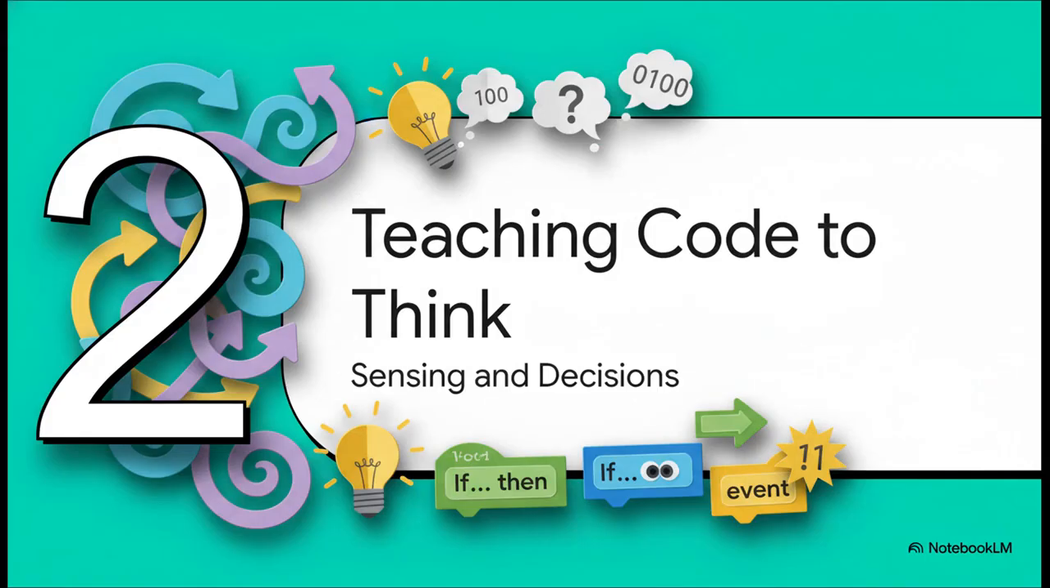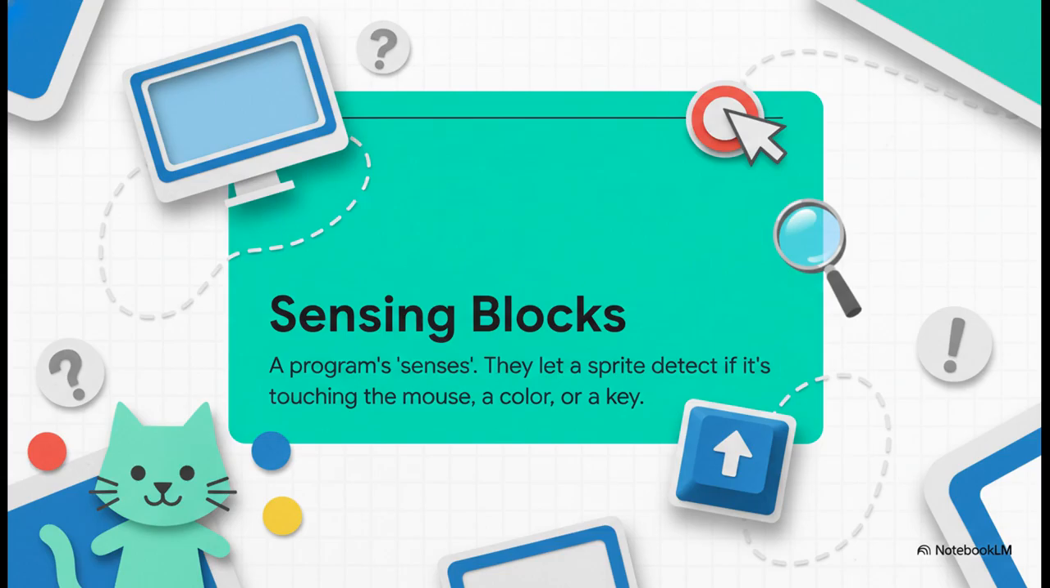Okay, so we get how to give a program a simple to-do list, but what about making our programs, well, smart? How can we get them to react to what's actually happening around them and then make choices on their own? This is where things get really creative. For any program to be interactive, it needs to be aware of its world, and more importantly, it has to be aware of you. Sensing blocks are basically its eyes and ears. They're constantly asking these little questions in the background, like, is the mouse pointer touching me right now? Or, hey, did someone just press the spacebar? The answers to those questions are what let the program react in real time.